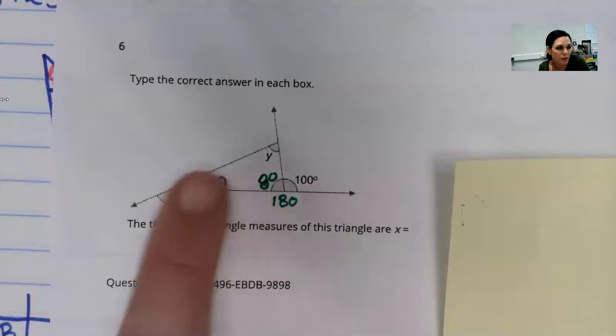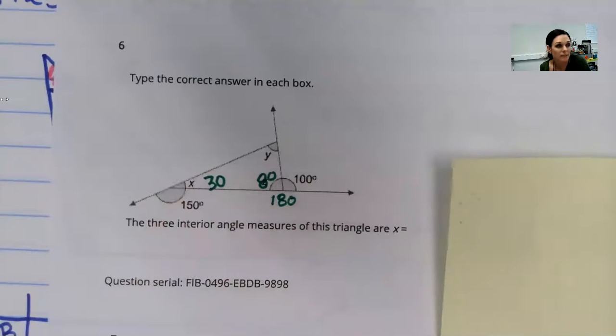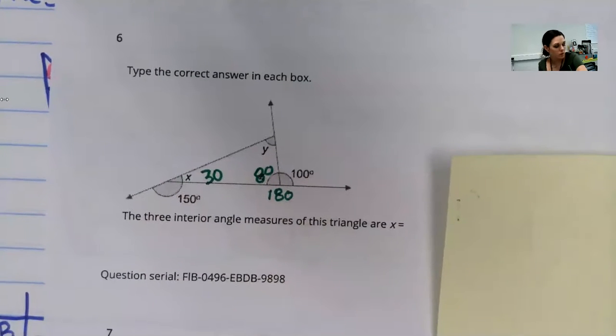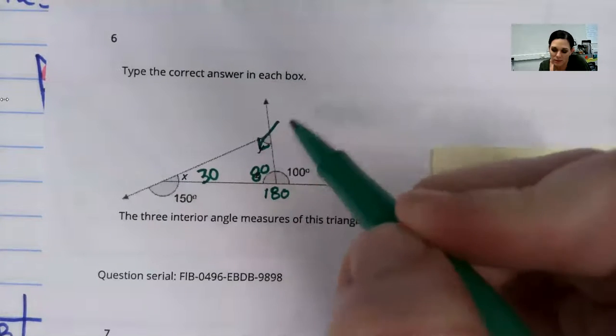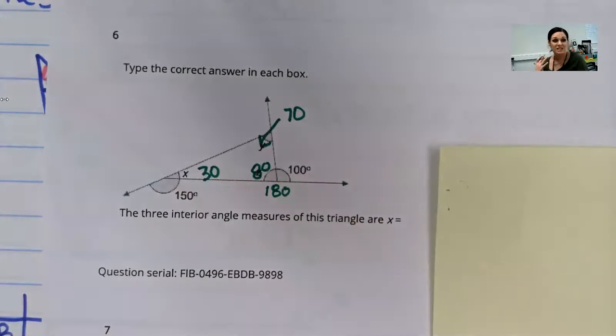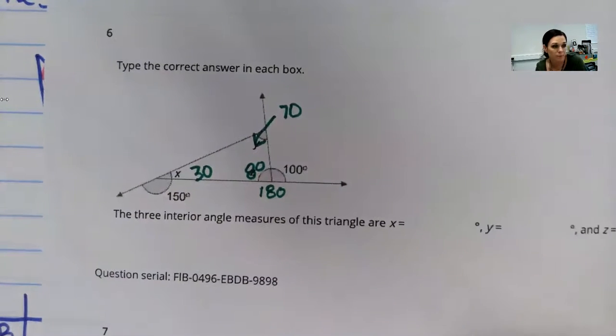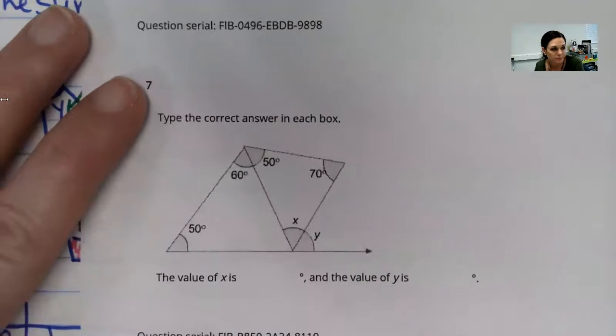Or you can do 80 plus 30 minus 180, whichever method we're seeing. Yes, this Y value has to be 70 because it has to require and fit all of these different criteria in order to make it work. Nice job.